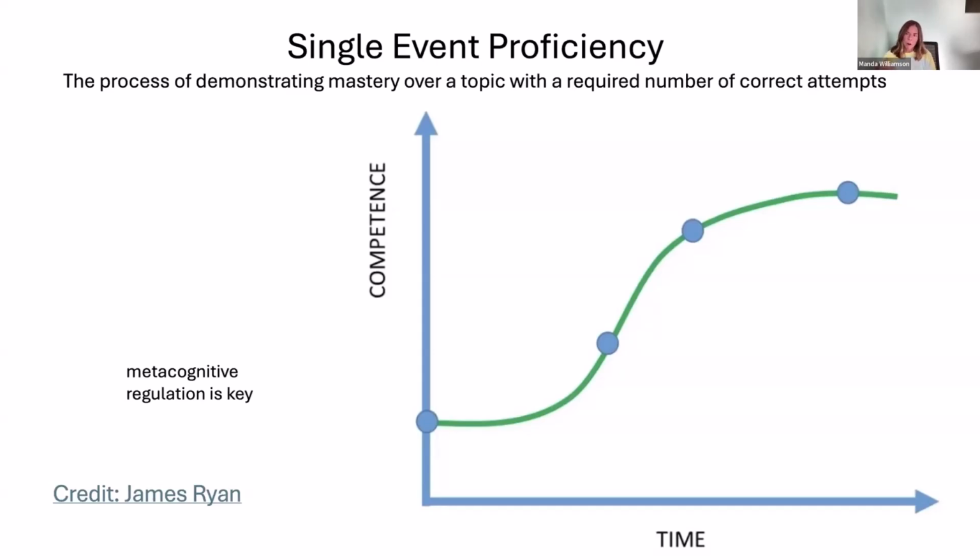So initially, when our students are trying out something new in our class, if they go through this process of single event proficiency, they're faced with a number of questions related to one particular topic. And in order to demonstrate proficiency, they have to answer a question related to that topic a required number of times correct. So that's what single event proficiency is. It's demonstrating mastery over a topic with a required number of correct attempts.